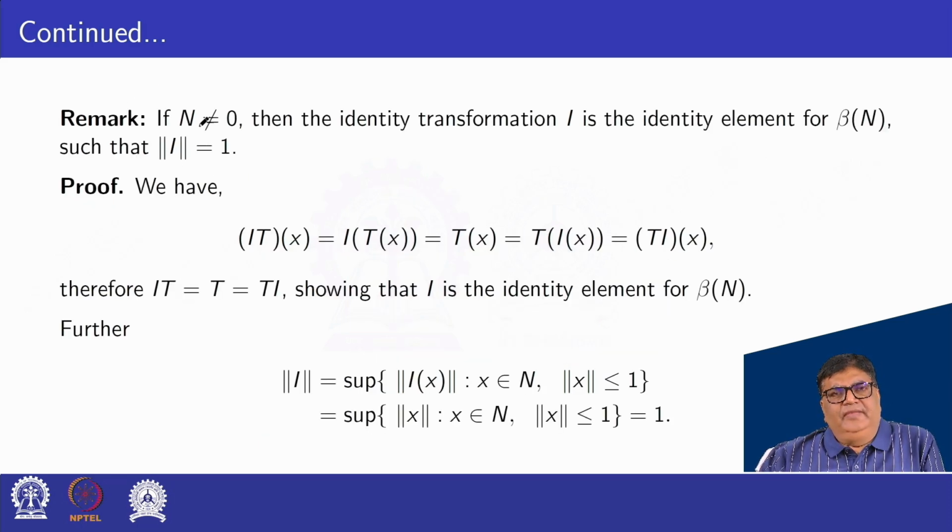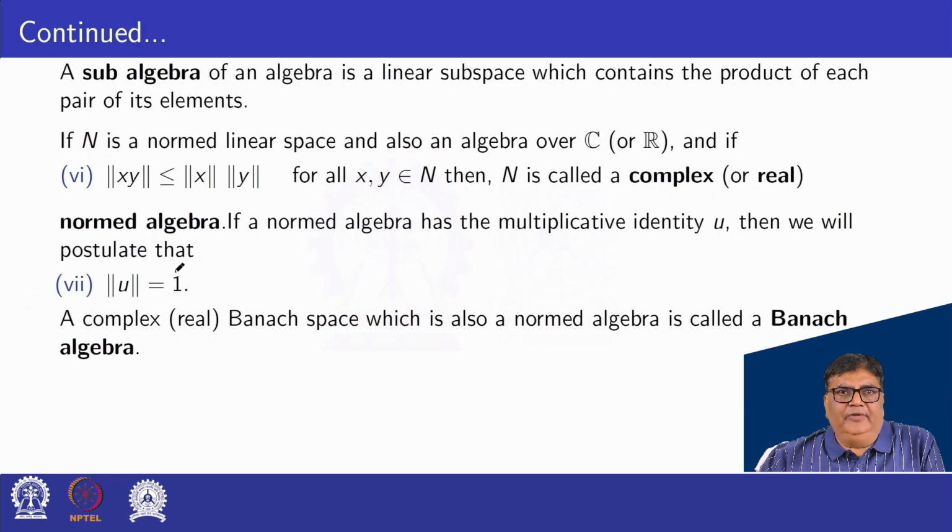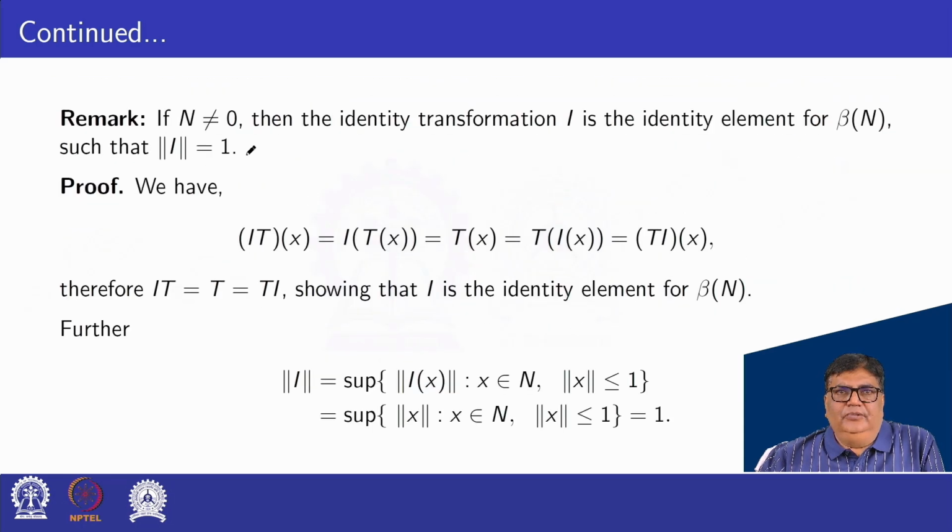Noting point: if N is not equal to 0, then the identity transformation I is an identity element of B(N) such that norm I is equal to 1. So we have to prove the seventh property of the algebra here, norm of the identity is equal to 1. So here we have to prove norm I is equal to 1.